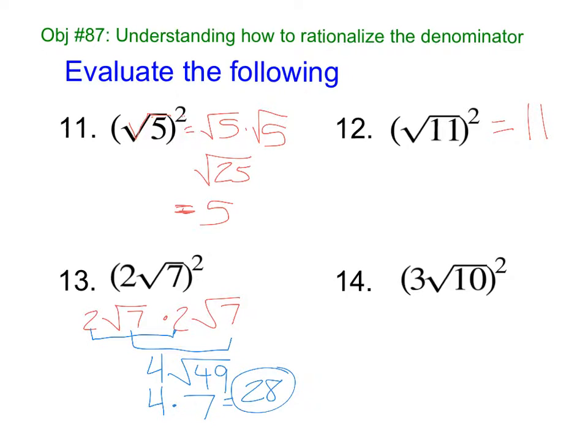Basically you have to square the 2. So 2 squared is 4 times your 7 is 28. Pause the video and try the last one, 14, on your own.